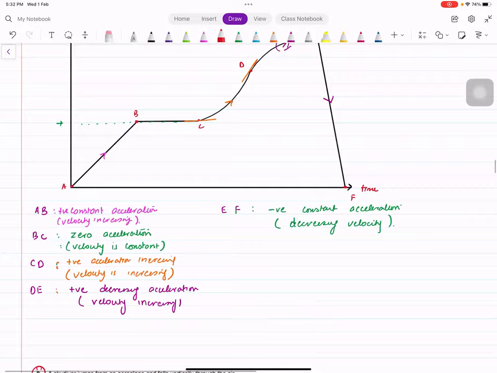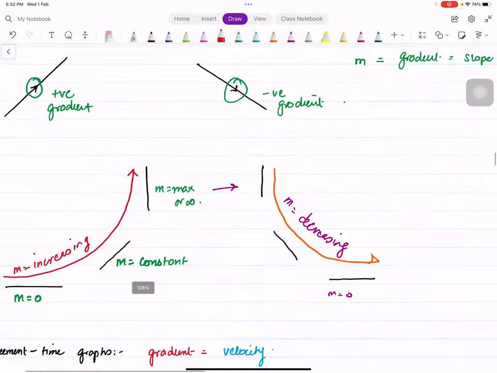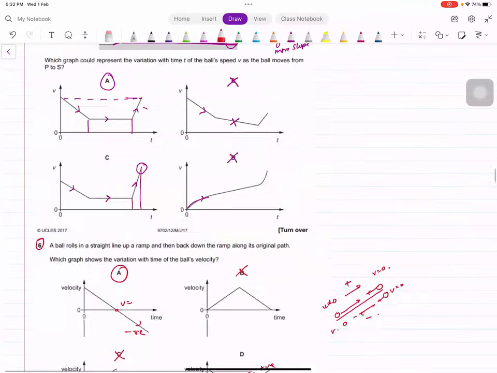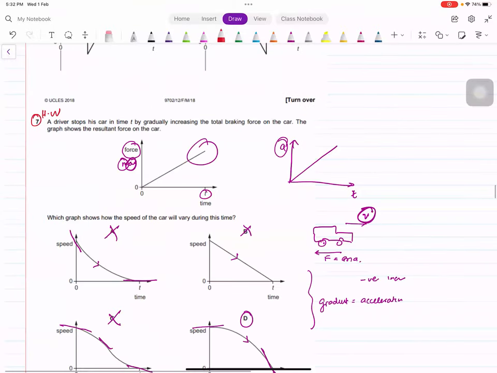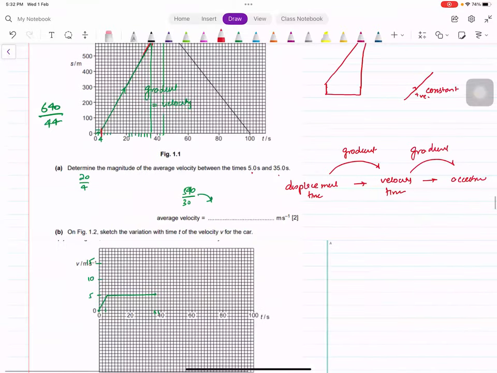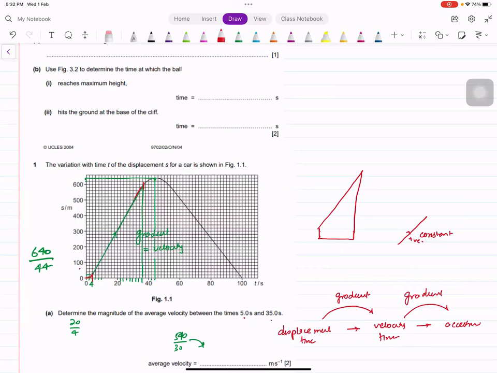Yes. Here, you see? In this section, let's call this section A. Let's color this blue, okay? In this section, we are saying this is B. So in B, can we say the gradient is constant?